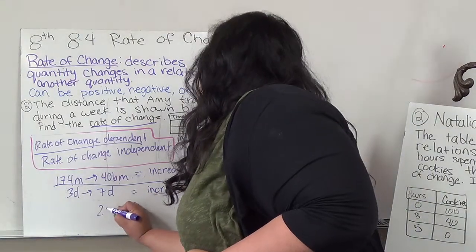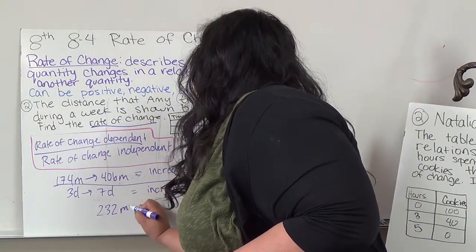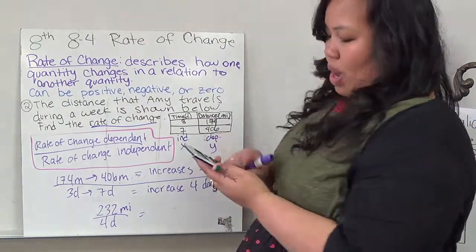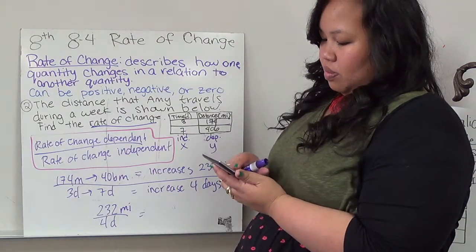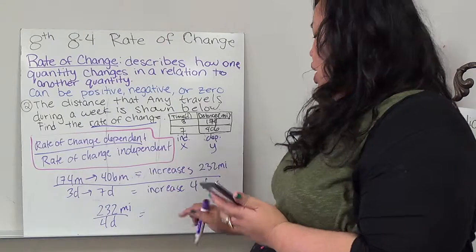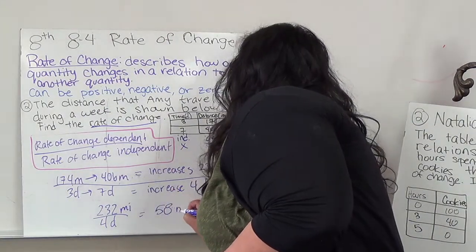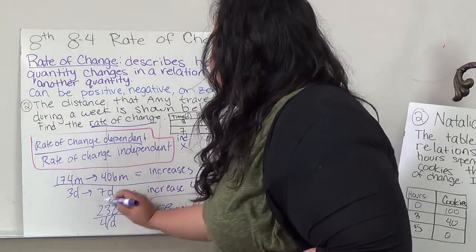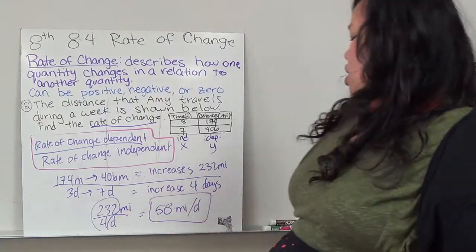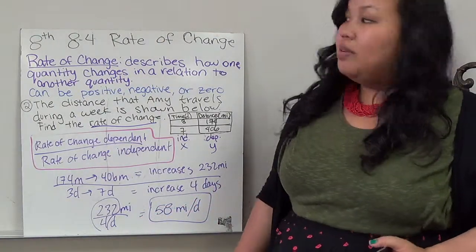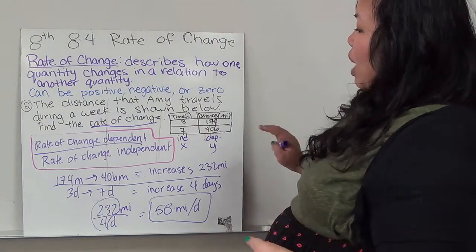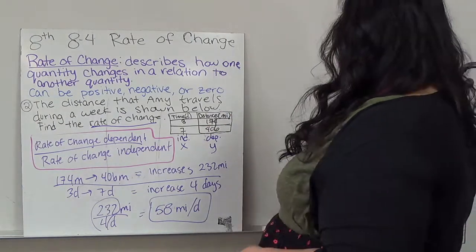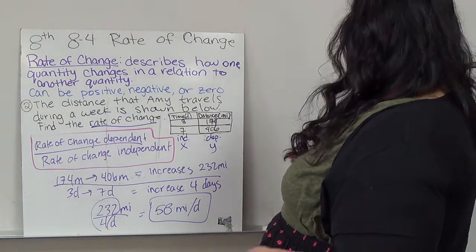So I have 232 miles over 4 days, which is 232 divided by 4. I'm going to divide this now, and it's going to be 58 miles per day. See how that works? I divide this, right, and then I end up with miles per day. So 58 miles per day. So I'm comparing here in the rate of change how many miles traveled per day. Okay, so go ahead and write this down. I have one more board.